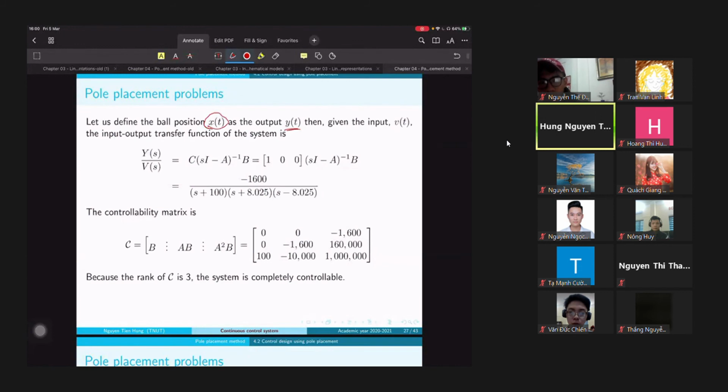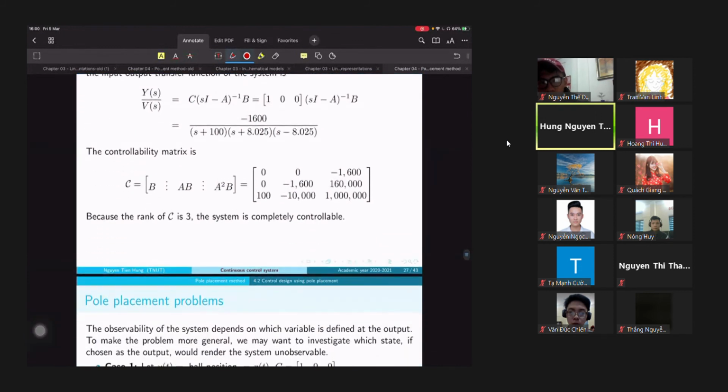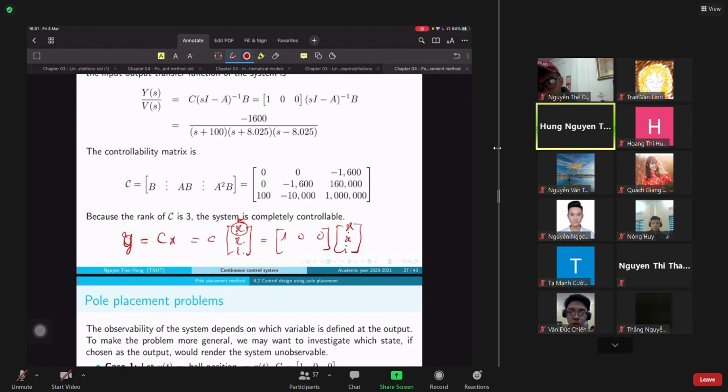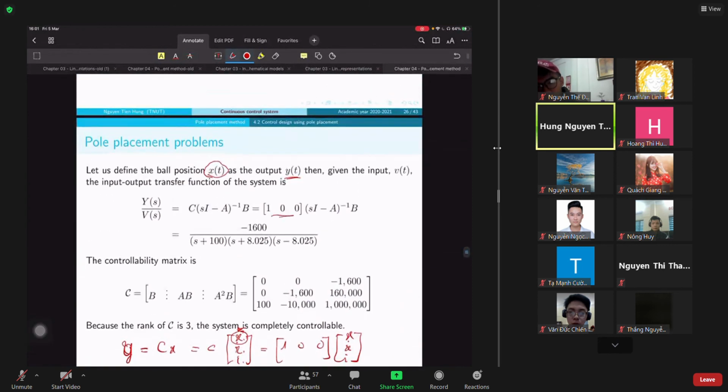Okay, so we see that we have y equals c x, where x has three components: x distance, x dot, and i, because this is x1, x2, and x3. Now I assume that we have only x as the output, so c will be 1, 0, 0, multiplying x, x dot, and i.